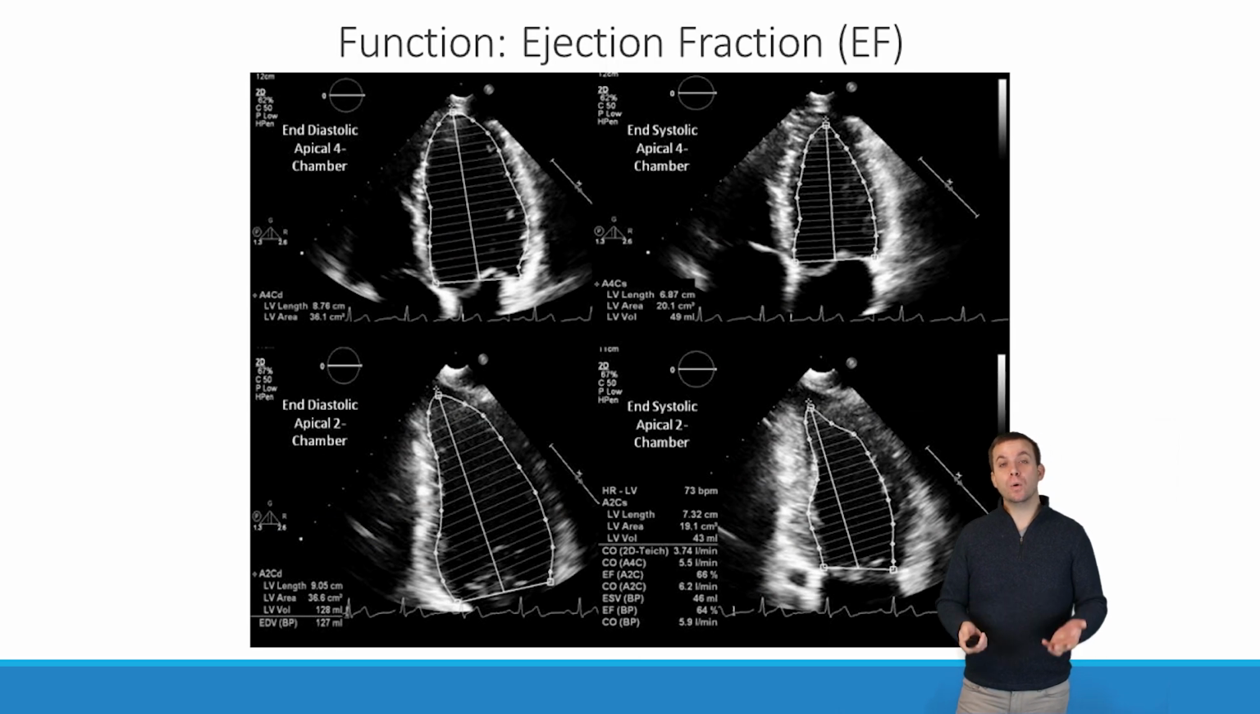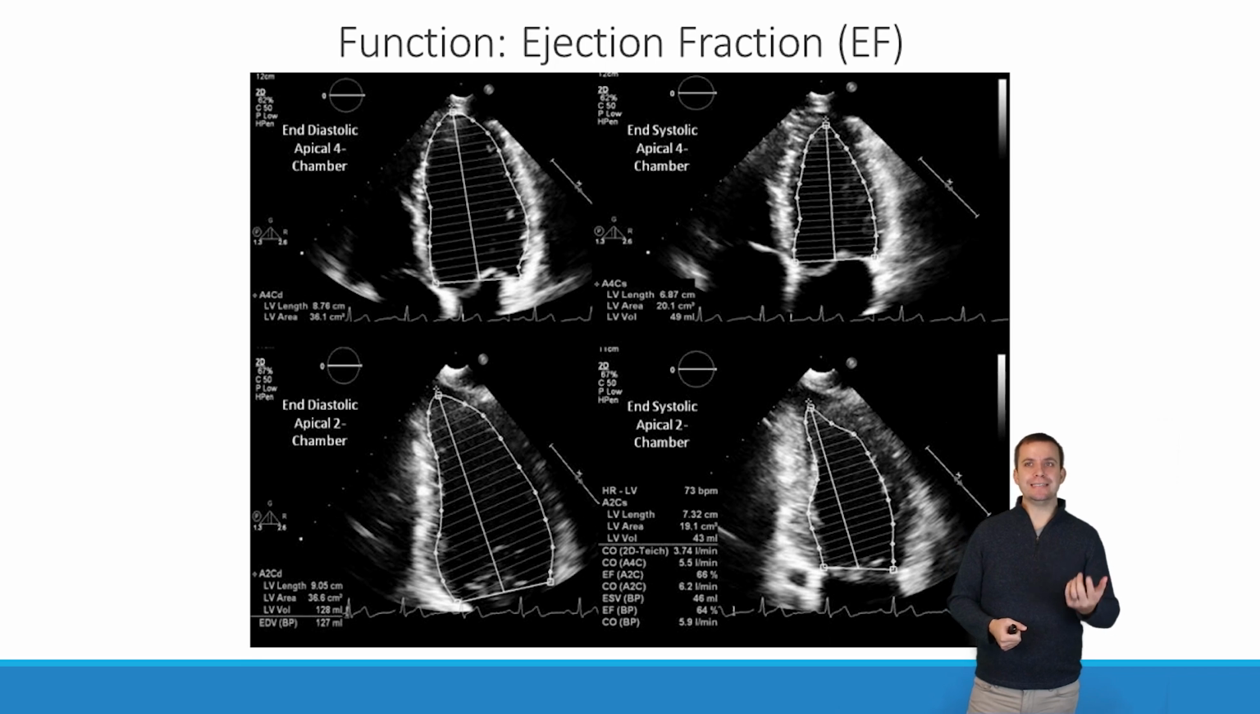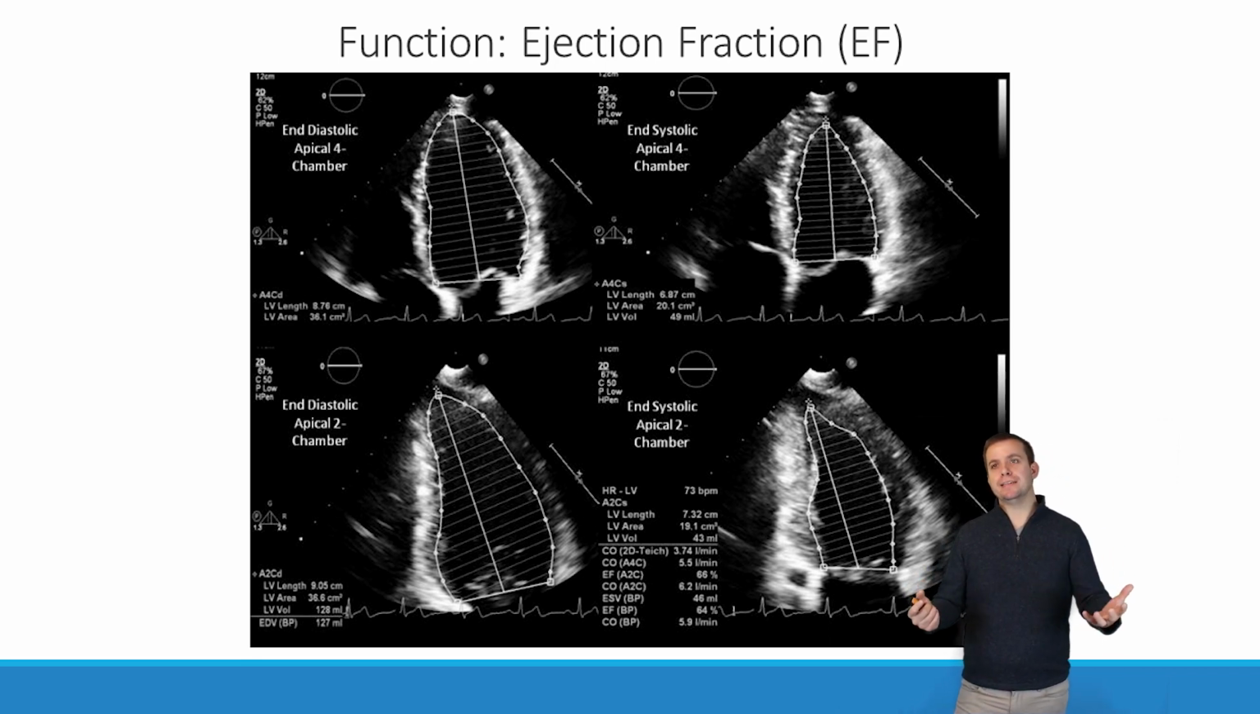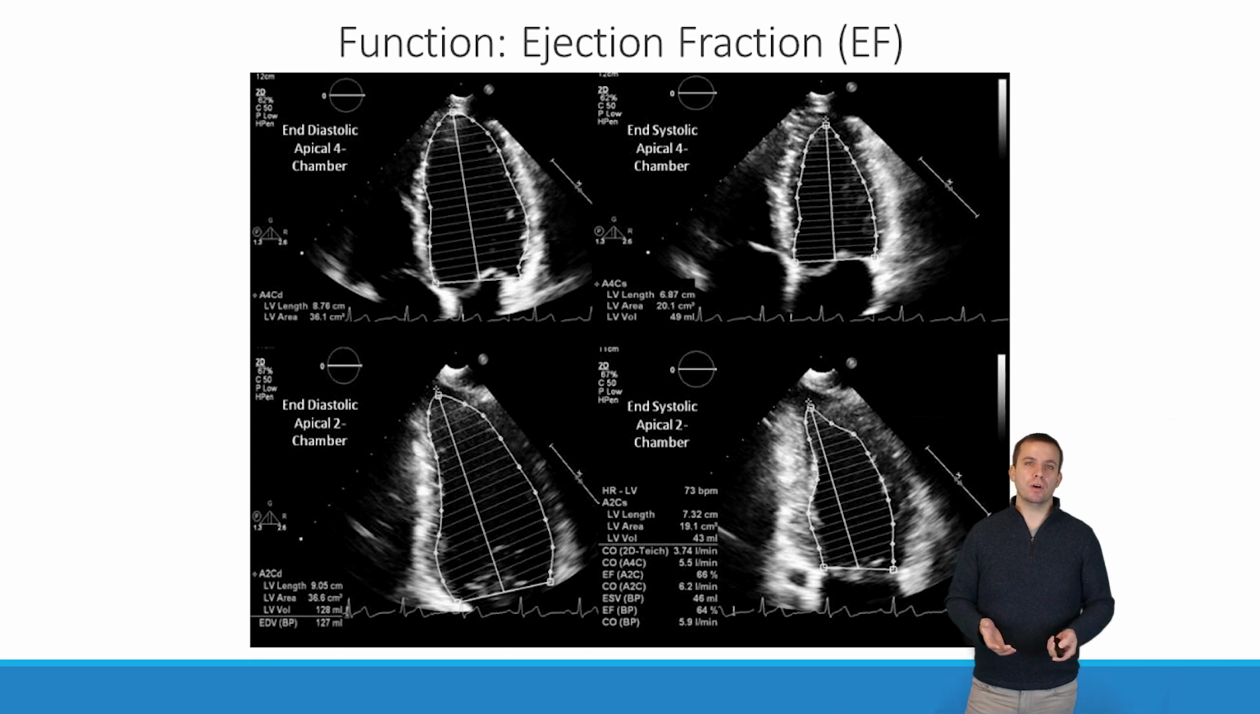The better way to do it on echo is to actually directly measure what the EF is using what's called Simpson's biplane. And the idea is that you have these little discs, and each disc, you know the area of it. You add up all the discs at the end of diastole. You add up all the discs at the end of systole. You look at the change in that volume, and the change in that volume will give you the EF.